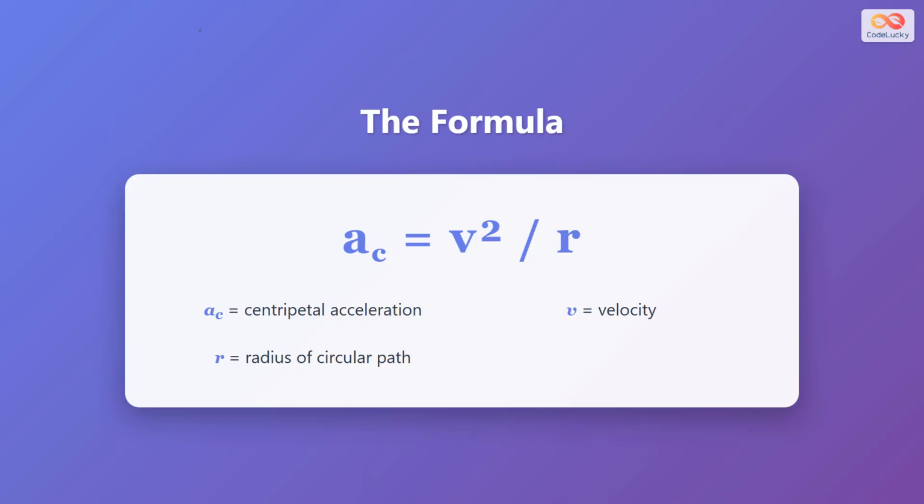The magnitude of centripetal acceleration can be calculated using a specific formula. Centripetal acceleration equals velocity squared divided by radius. Here, a sub c represents the centripetal acceleration, v represents the velocity of the object moving along the circular path, and r represents the radius of the circle. This formula tells us that centripetal acceleration depends on two factors: how fast the object is moving and the size of the circular path. Notice that velocity is squared, which means doubling the speed will quadruple the acceleration.